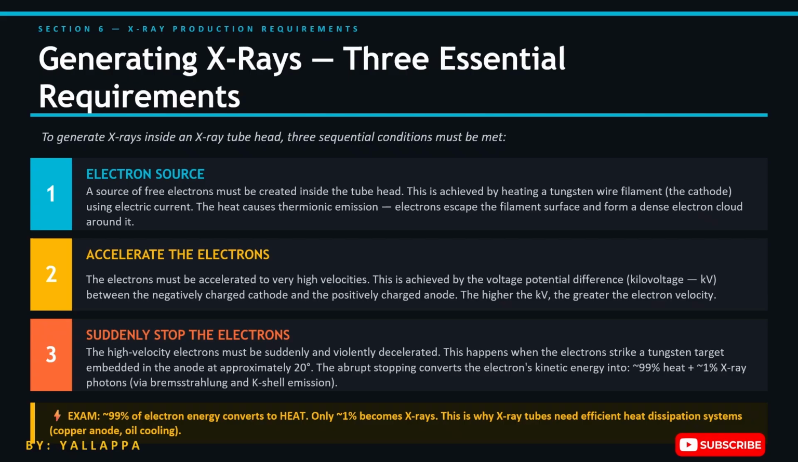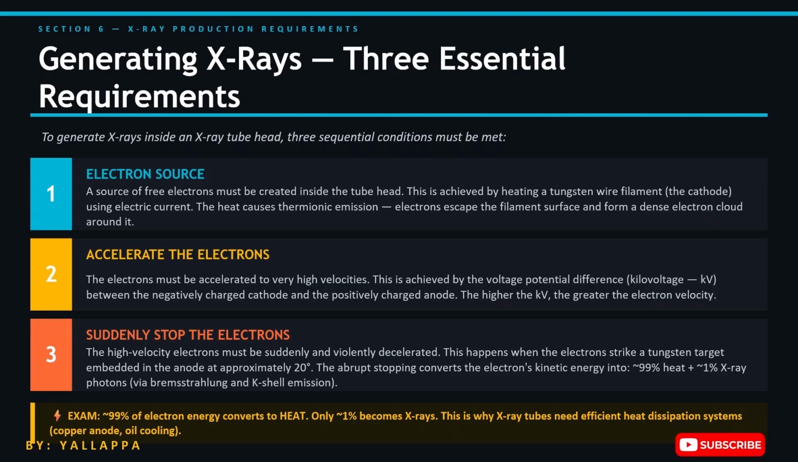A high electrical potential difference between the negative cathode and positive anode accelerates the electrons toward the target. Third, the electrons must be suddenly decelerated. That occurs when they strike the tungsten target in the anode. The fascinating part is what happens to the electron energy. The overwhelming majority of the energy becomes heat. Only a small fraction becomes useful X-ray radiation.